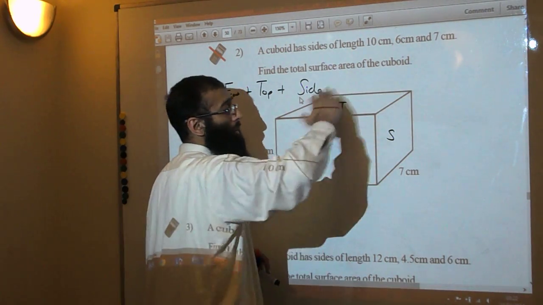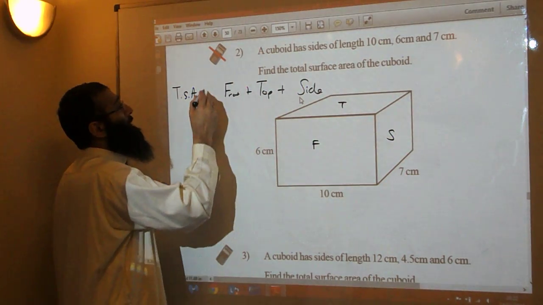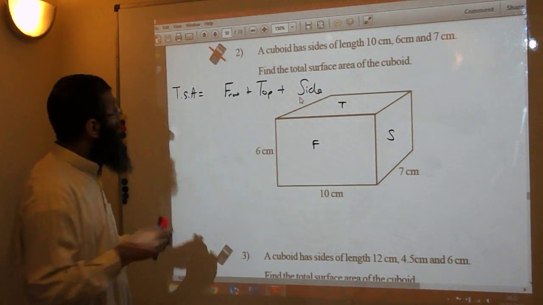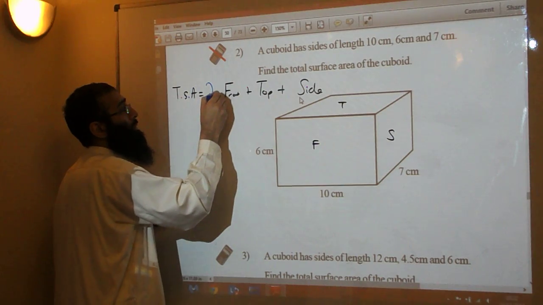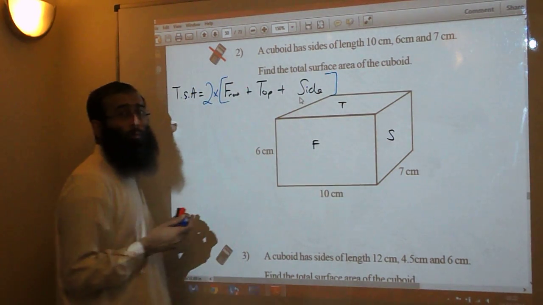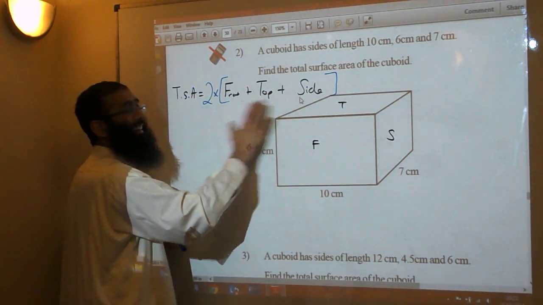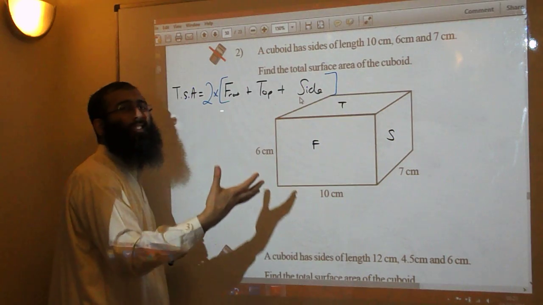2 lots of the top, i.e. the top and then the bottom. So what we're going to do to indicate that, we're going to put a nice... we're going to work out the area of each part, and then we're going to add them up and then double it to make it nice and simple.